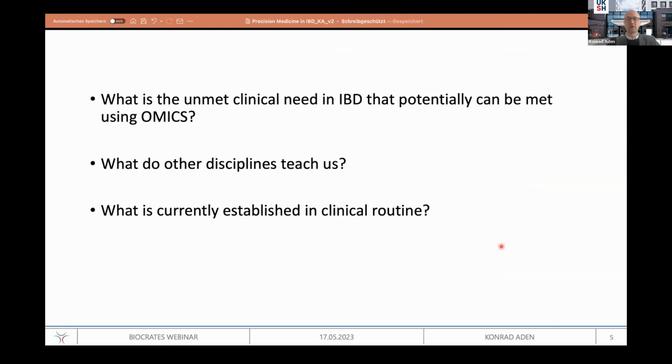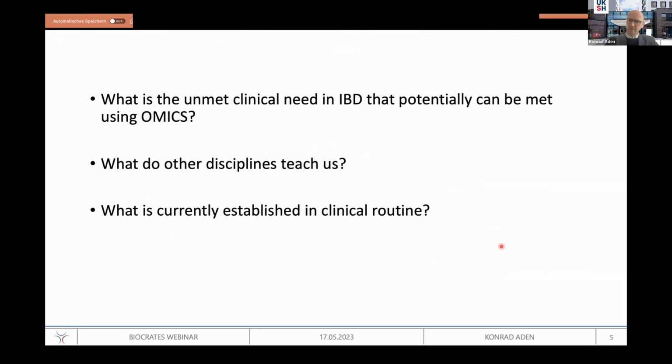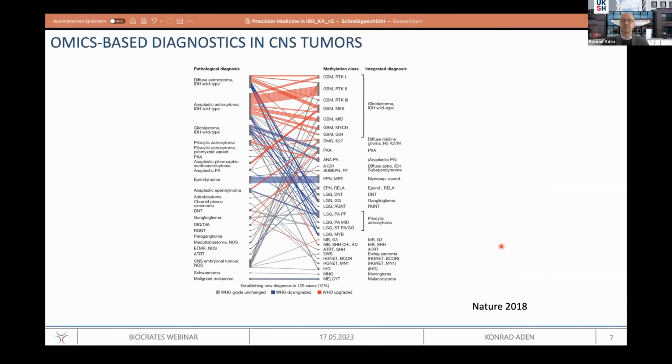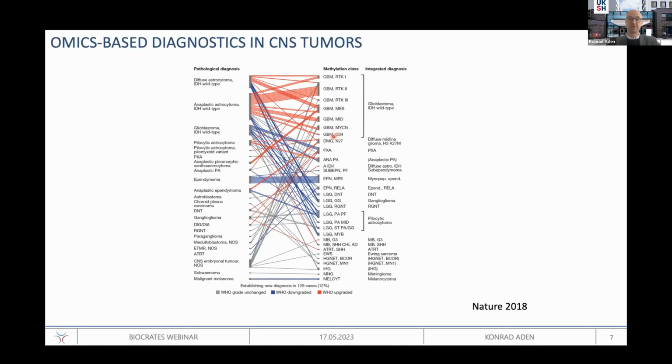But as a gastroenterologist, I also have to critically ask, what is the unmet clinical need in IBD? But also, what do other disciplines teach us, how far have we gone so far, and what is currently established in clinical routine here in IBD? If we look at other disciplines, we see that, for example, with genomics, there is a big impact of genomic information on the grading and classification of CNS tumors. This is a paper published in 2018, indicating that genomic information is much more valid in the classification than the old established pathological grading.